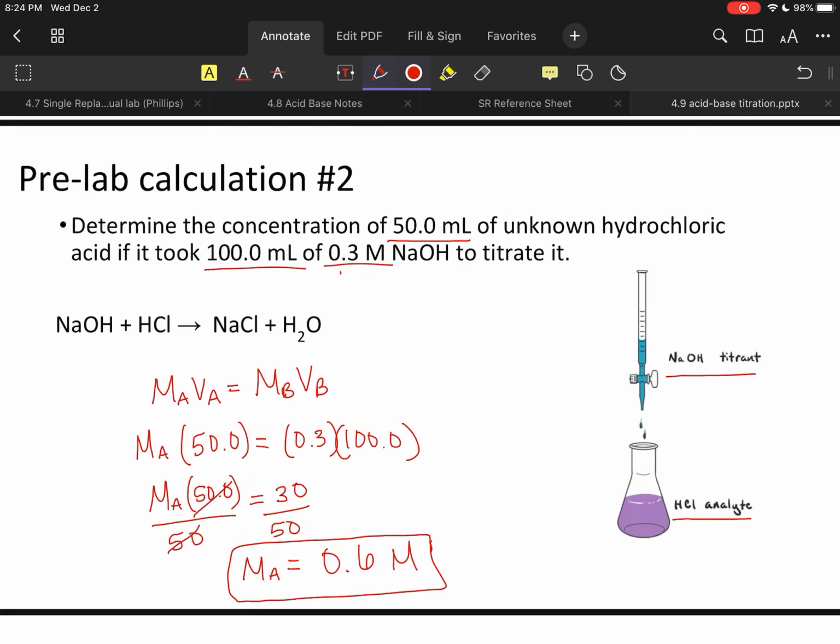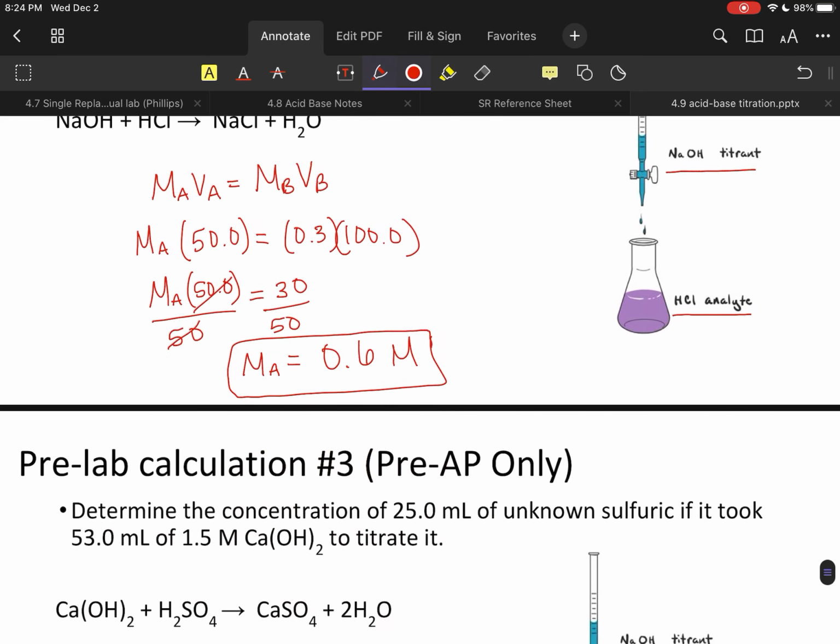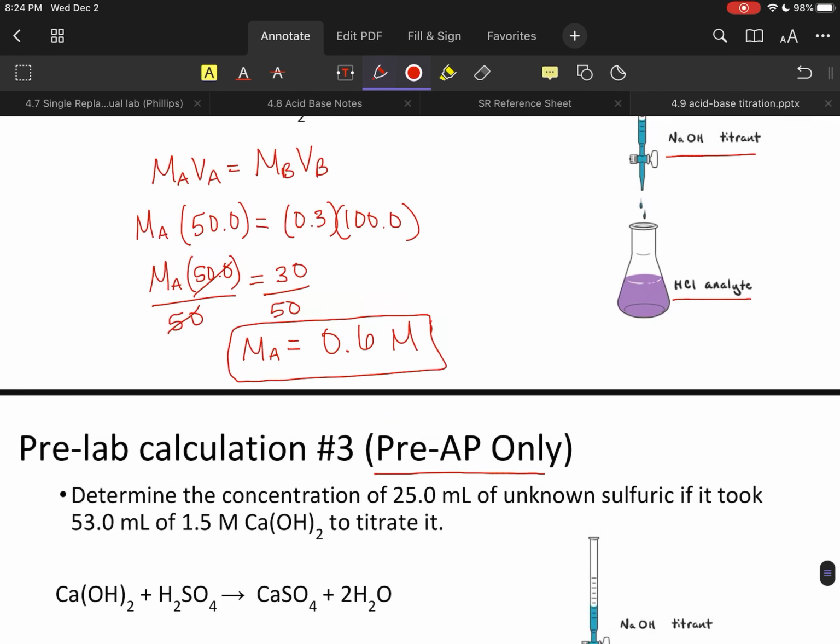Okay, so it's very similar to the formula that we've used before. This time you're just looking at acids and bases. And that's pretty much all there is to it. You can skip number 3. That's pre-AP only, so you do not have to do that one.